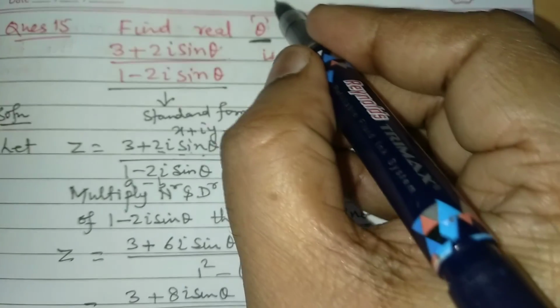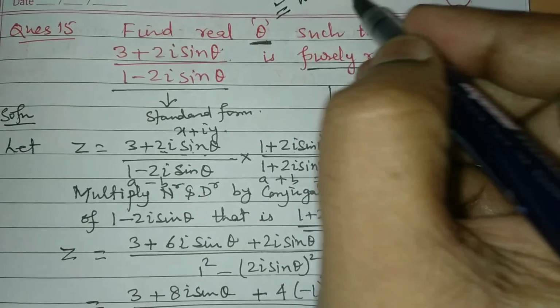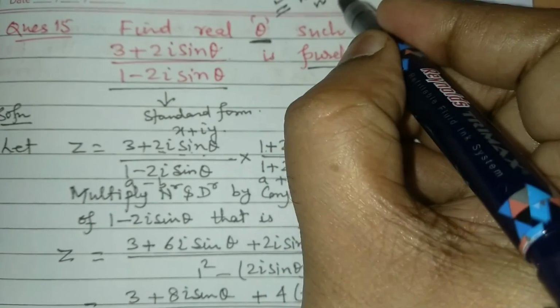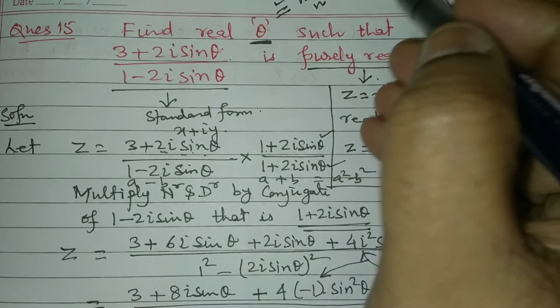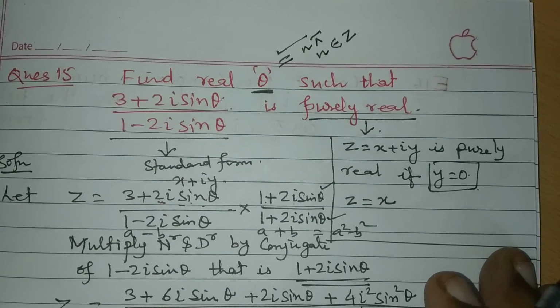So what will be the value of theta? Theta is equal to n pi, where n belongs to the integers. Then it is a purely real number. So I hope you will understand.